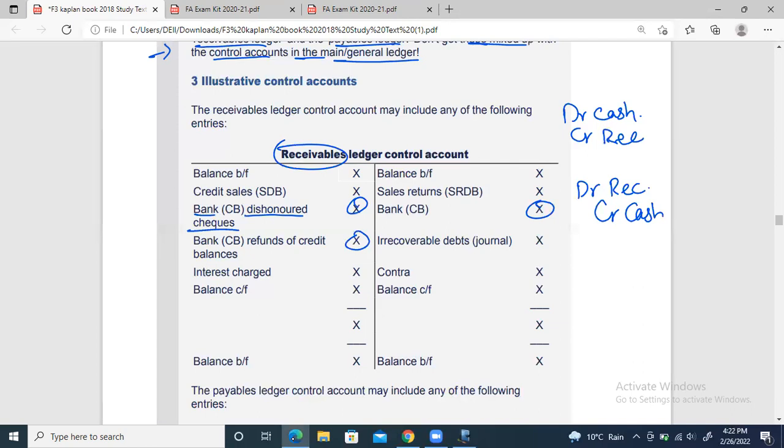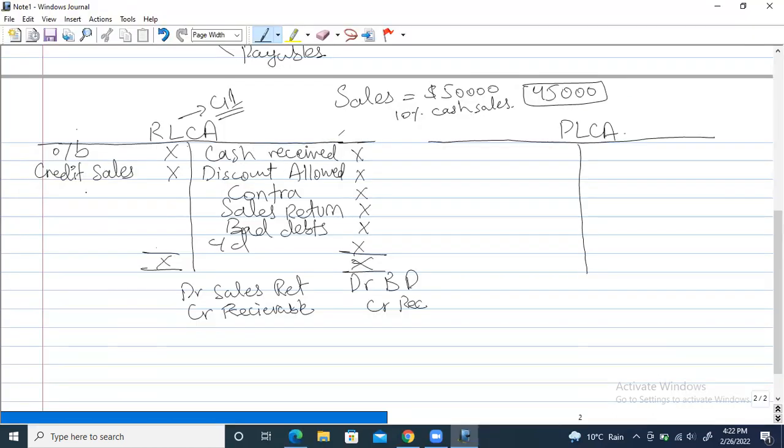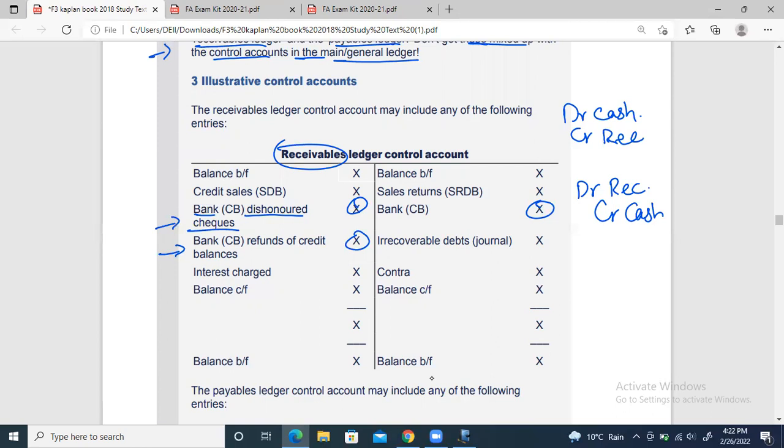So the reason I skipped these two is that we have already studied them in the last chapter, the bank reconciliation. Most of the questions will be of this nature: cash received, discount allowed, credit sales, sales return. I've seen very rarely that these two things are asked. And if there are refunds, obviously what is the entry that we make? We credit bank, and debit receivables.